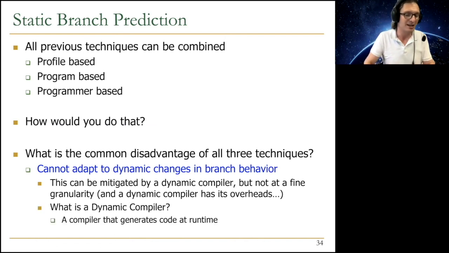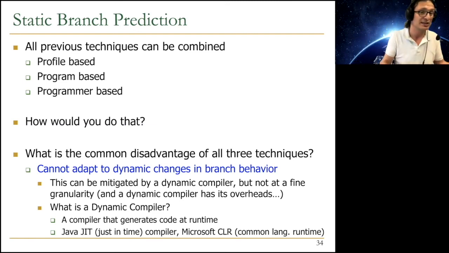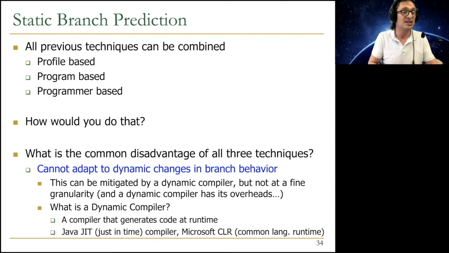So what is a dynamic compiler? We've discussed this briefly, actually. It's a JIT, just-in-time compiler, a compiler that generates code at runtime. Like the Java just-in-time compiler and Microsoft Common Language Runtime are examples, but there are new examples also that exist. So certainly every static technique can be made better. Code generation, instruction scheduling, branch prediction by using dynamic compilers. But dynamic compilers always have overhead, especially if you want to change the code frequently and at fine granularity.